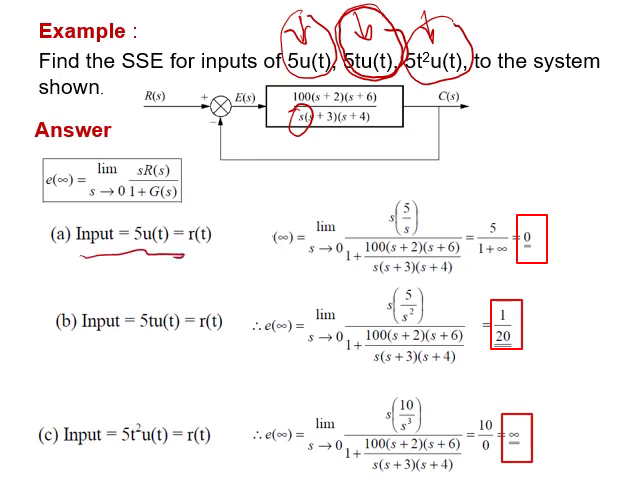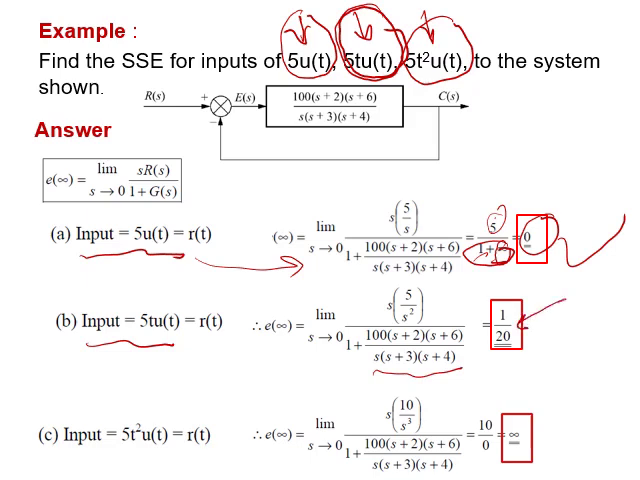For 5 u(t), we substitute in the equation as before. We find that it's 5 over 1 plus infinity because of the integrator. The integrator gives me 0 in the denominator, which results in infinity here. 5 over infinity equals 0. Done. Now for the second one, when it's ramp, I know that the answer is finite. Let us see. s into 5 over s square over 1 plus this value. When you substitute, you will find the result is a finite value, which is 1 over 20.